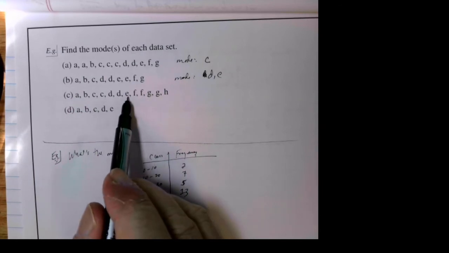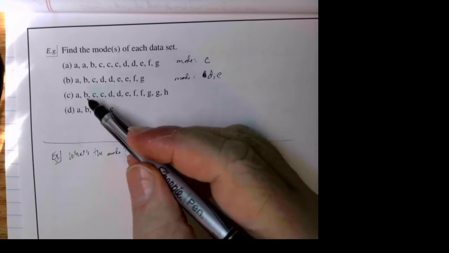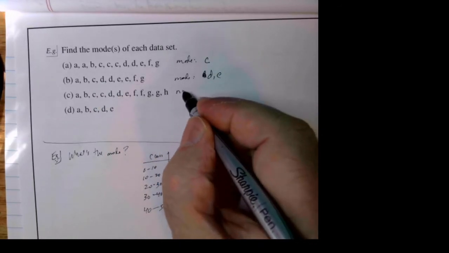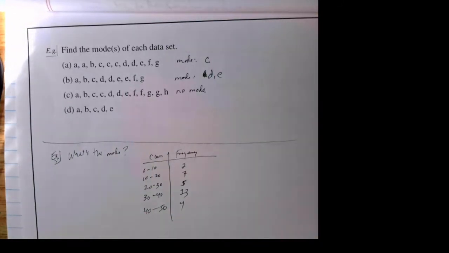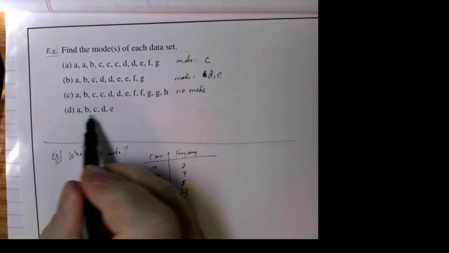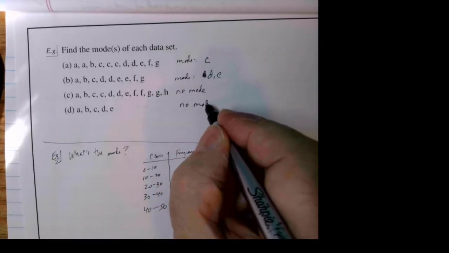How about this one? A, B, two C's, two D's, E, two F's, two G's. This has too many data values that occur most frequently, so you would say here that there is no mode. And here, there is no data point that occurs more frequently than any other. This also has no mode.